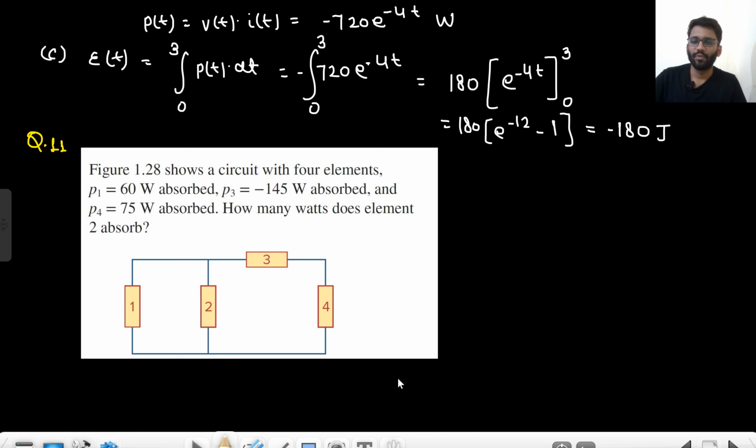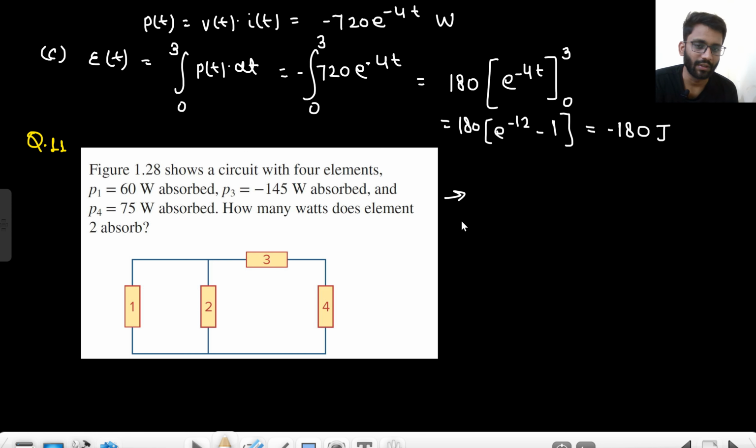Okay. Now let's move on to the next question. In the shown circuit, there are 4 elements. P1 is absorbing power of 60 watt. P3 is delivering power of 145 watt. And P4 is absorbing power of 75 watt. Now, how much power does element 2 absorb?